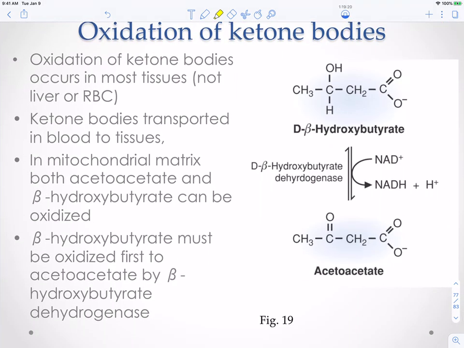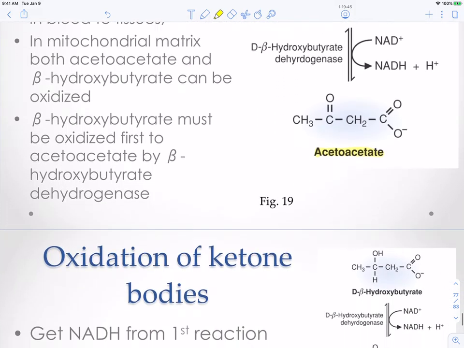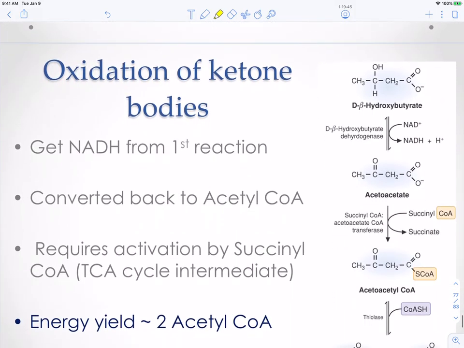Now, oxidation of our ketone bodies is going to occur almost in every tissue except for the liver and the red blood cell. Neither can use ketone bodies. Ketone bodies get transported in the blood to the tissues. In the mitochondria matrix of whatever tissue picks them up, they can metabolize both acetoacetate and beta hydroxybutyrate. But first, beta hydroxybutyrate must go through acetoacetate in order to be used for energy.